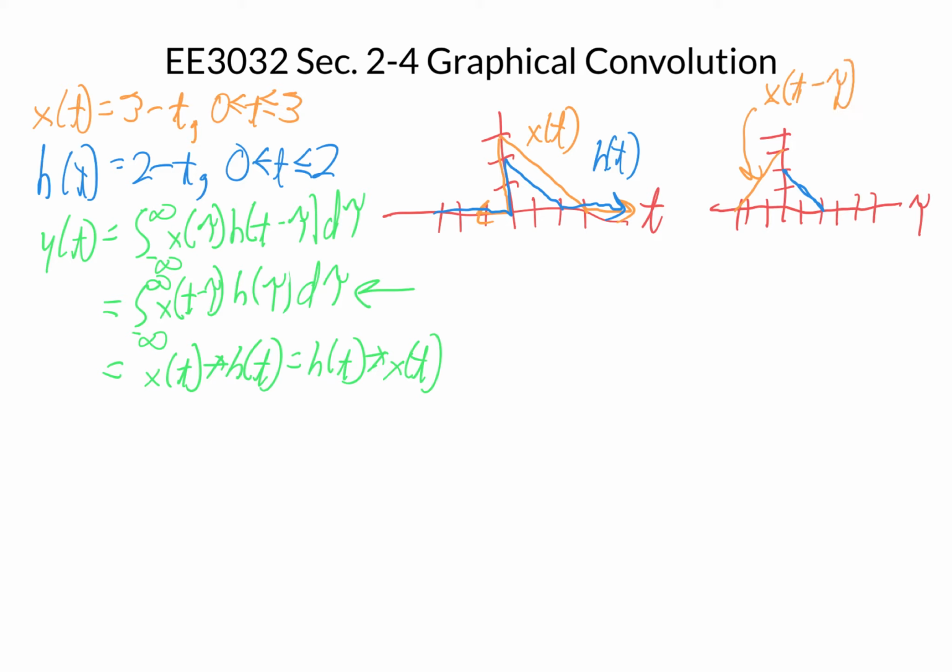So I've mirrored the function x of t about the axis, and here I have x of t minus tau, and in this case t is 0 because I have not shifted it. Now if I let t go up to be, say, 1.5, then I have shifted it to the right 1.5 seconds. So this shift right here is the shift t. And I can shift it farther yet. Maybe I shift it 4 seconds, and then I have this function right here shifted 4 seconds to the right.